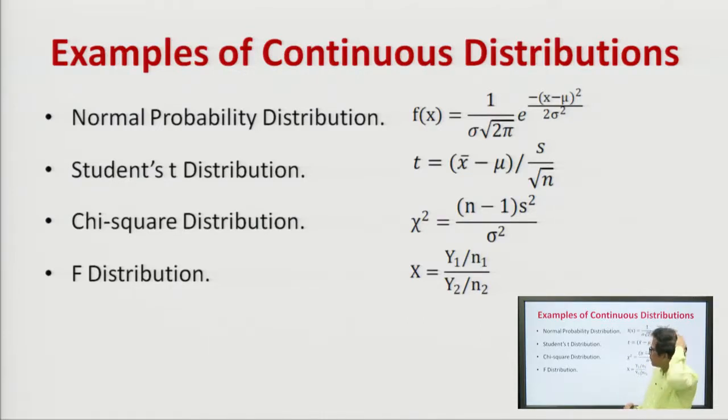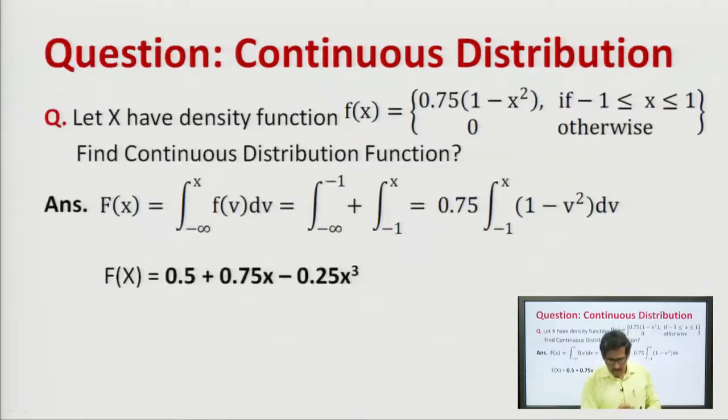Second one is the student t distribution. When n is small and sigma is not given, then we apply the student t distribution. Chi-square distribution: when a certain null hypothesis is given and we are finding the distribution in terms of that null hypothesis, then the chi-square distribution is applicable. F distribution: when we compare two chi-square distributions, then the F distribution is applicable.